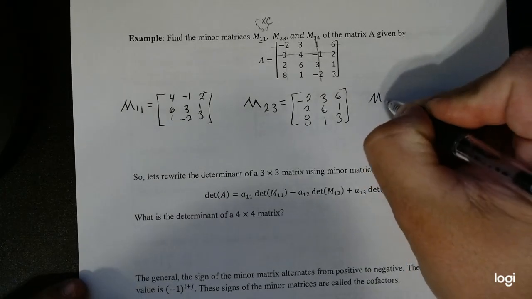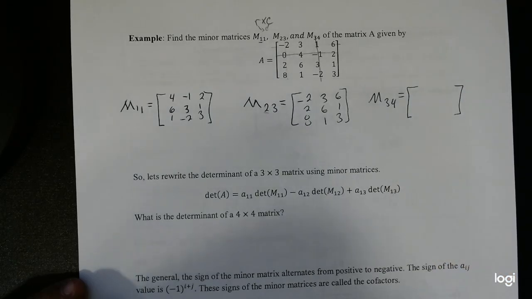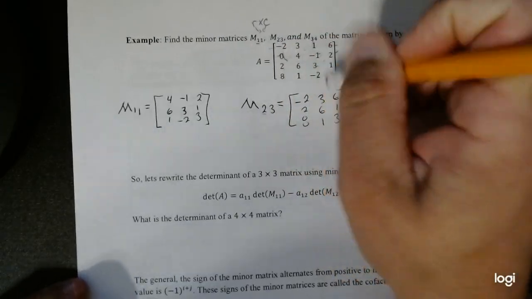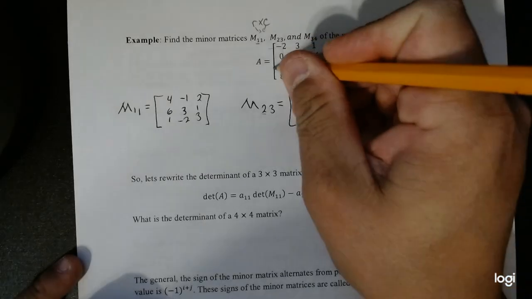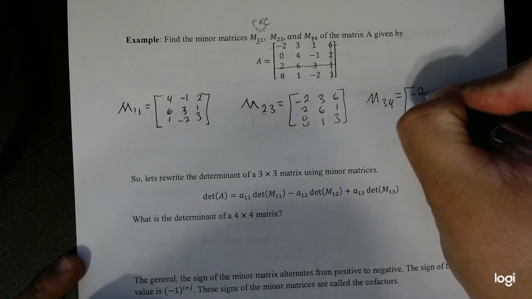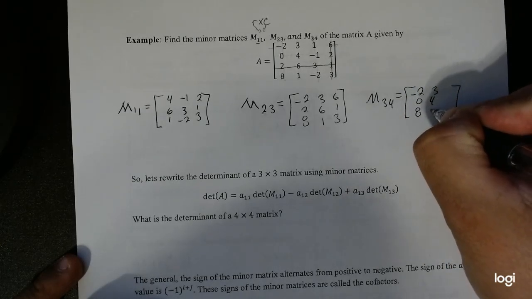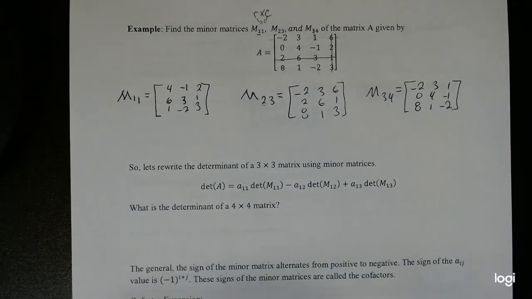And then the last one, M34. So third row, fourth column. And there we go. Not bad, right?